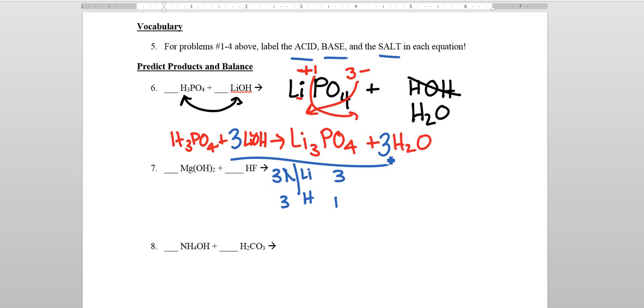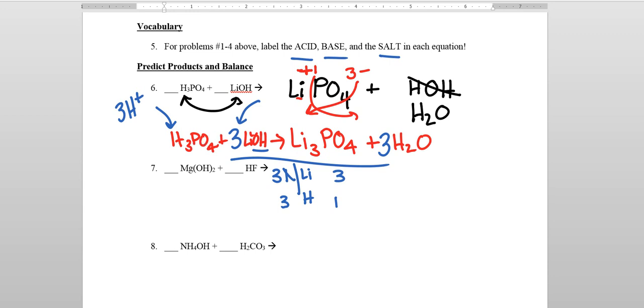Another way you can think about this is you know that your H3PO4 has 3 H's in it. So how many OHs will it take to react all your hydrogens? Well, I'm going to need 3 of them. So that's why that number right there is a 3, because I need 3 hydroxides to react with my 3 hydrogens.